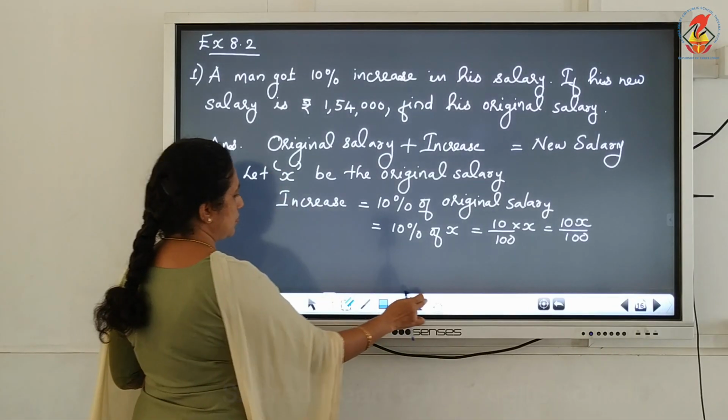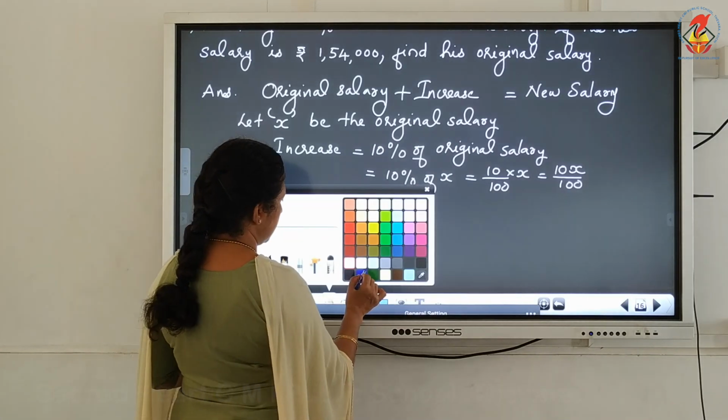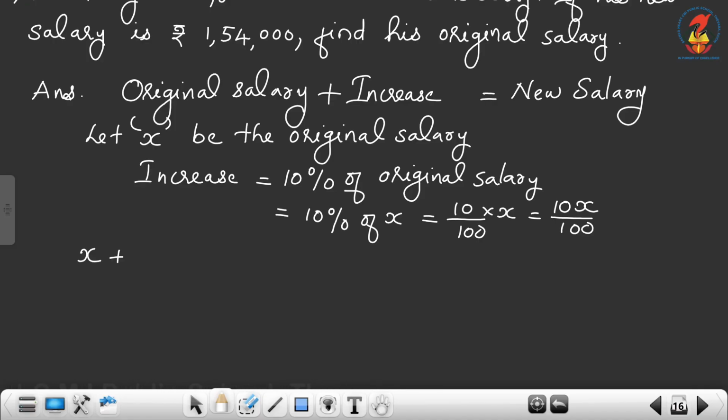Now we can substitute. The original salary, we already took as x, so we can write x plus 10% increase. So 10% of x, we got as 10x by 100, which is equal to the new salary. The new salary is 1,54,000.